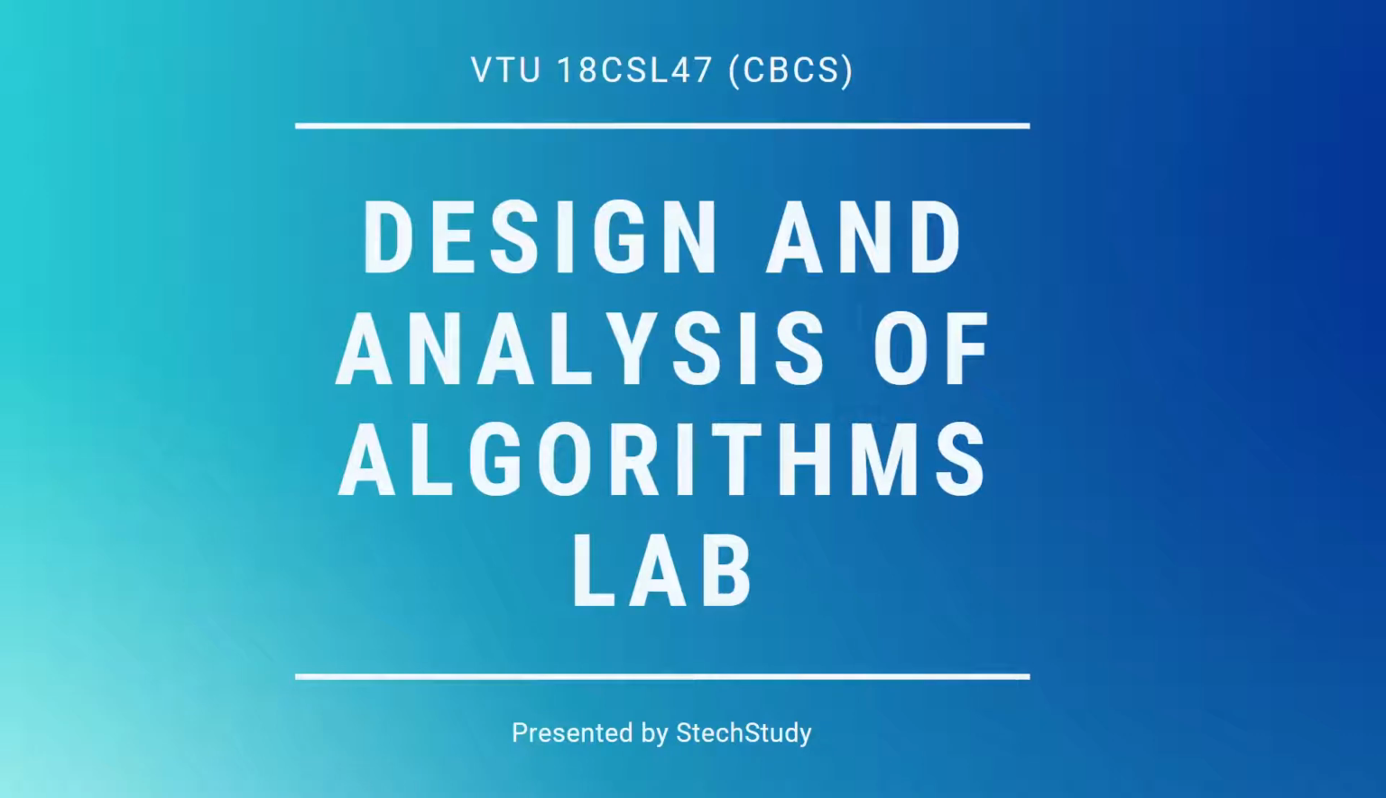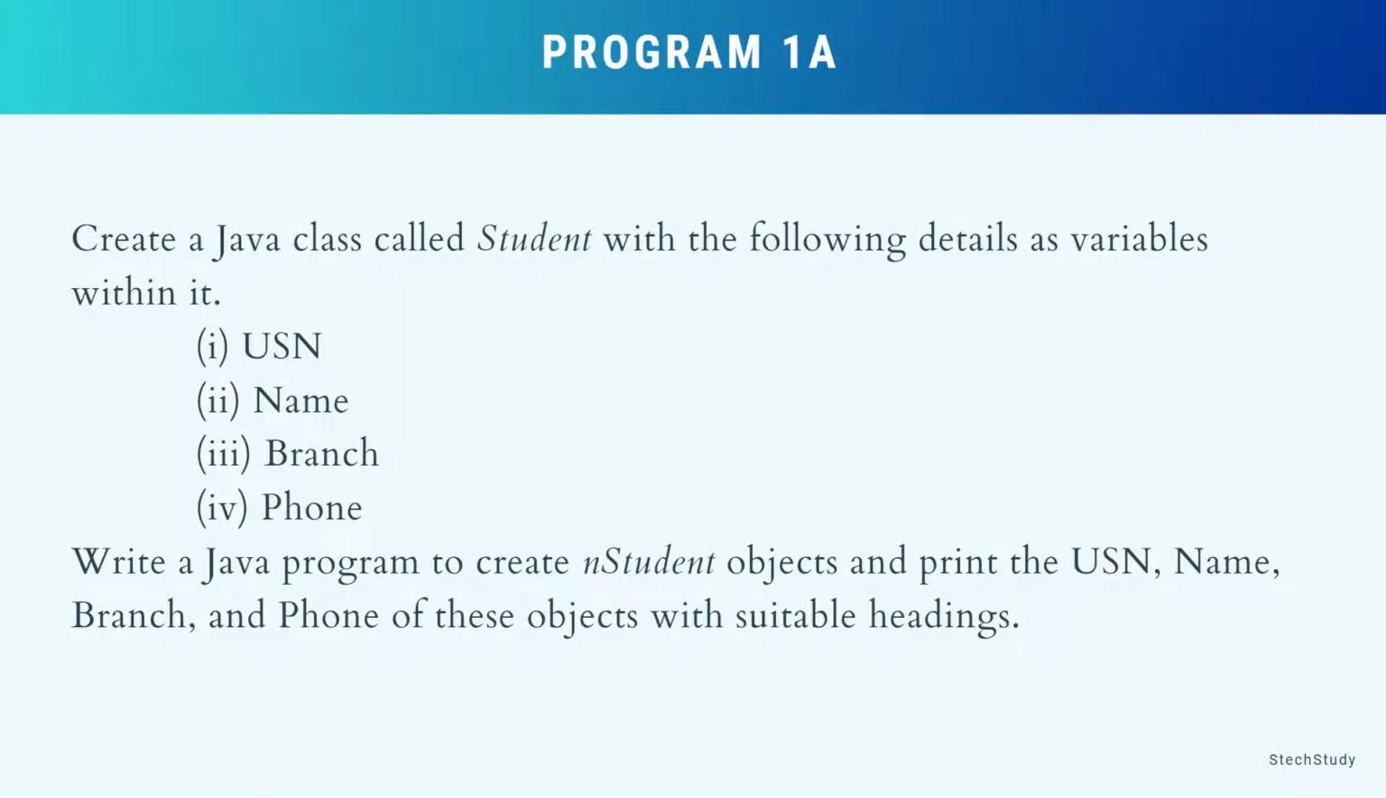In this video, we learn and execute a Java program of Design and Analysis of Algorithms Lab. The program should create a Java class called Student with USN, name, branch, and phone as variables in it. And it should create n student objects and print USN, name, branch, and phone of these objects with suitable headings.